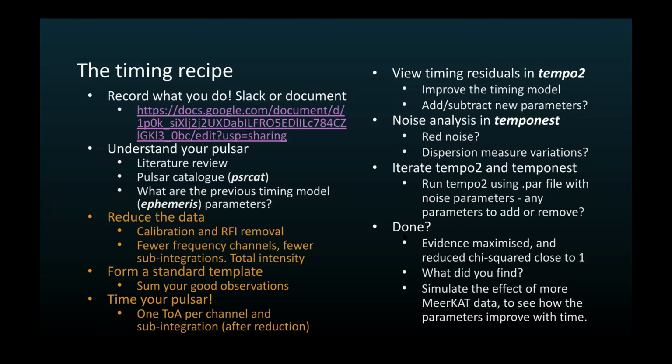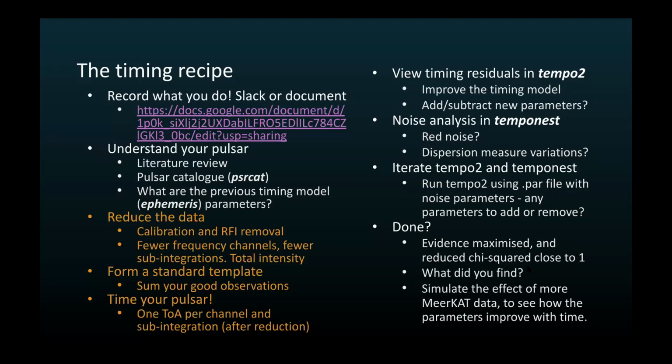So if you've iterated these tests and you think you're finished, what you'll see is that the Bayesian evidence returned by TempoNest, this is one of the statistics we'll look at, will be maximized. Out of all the analyses that you've done, one certain combination of timing model parameters and noise parameters will maximize the evidence. And the reduced chi-squared value should also be very close to 1.